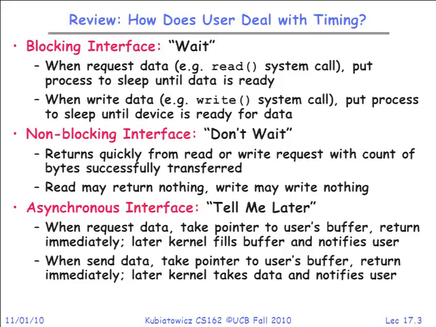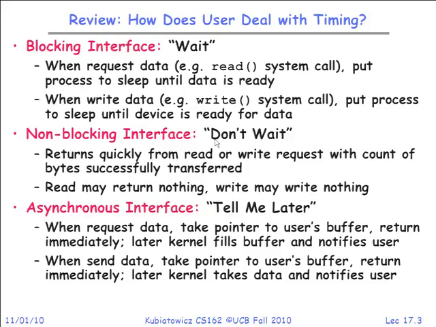Maybe it's a file system built out of block devices like usual, and you've asked for 100, but the first 2 are on the block that was already loaded internal to the operating system, and it has to go to disk to get the next few bytes. It says, well, I got 2. Here, you can have them right away. So that's a non-blocking interface. You get back a status of how much was actually accomplished.